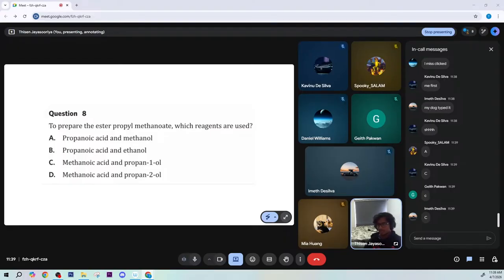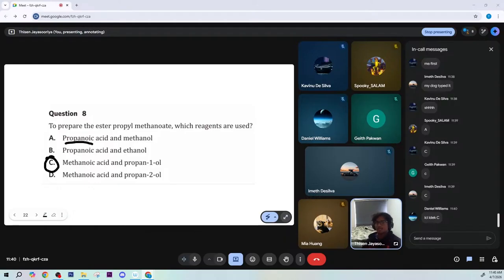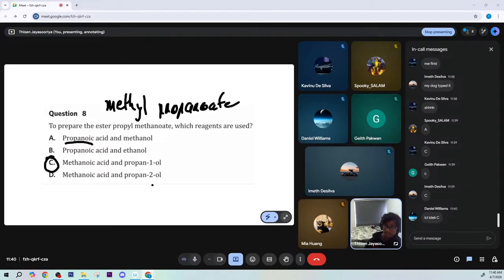So here, Salam, I see the mistake you've made, but the answer is C. It'd be propanoic acid if this was methyl propanoate. If it was methyl propanoate, you'd be absolutely right. This methanoic acid part makes up the actual ester linkage. So the methanoate.